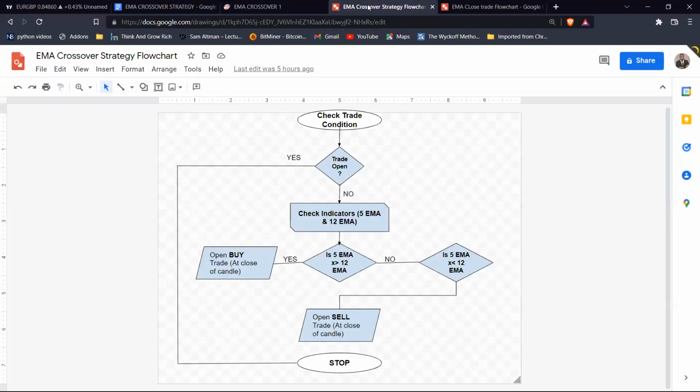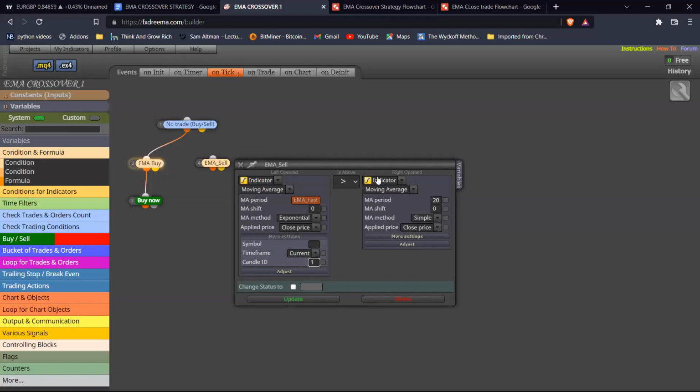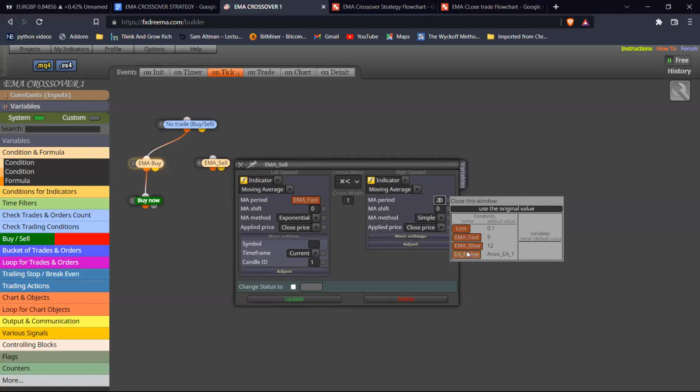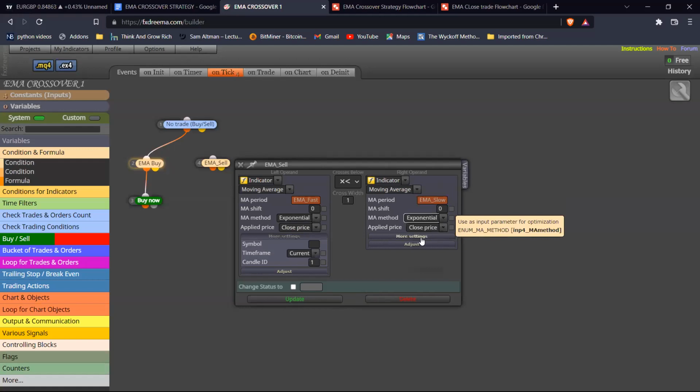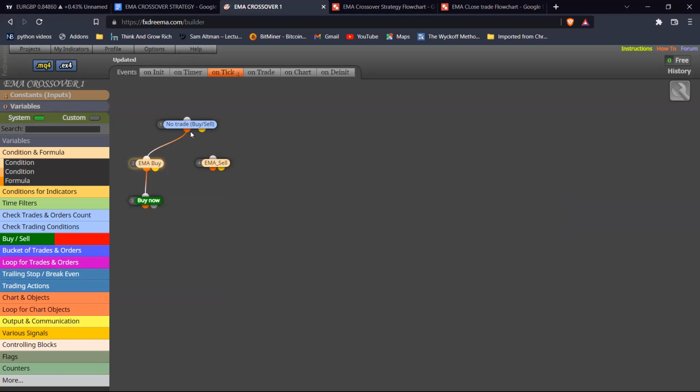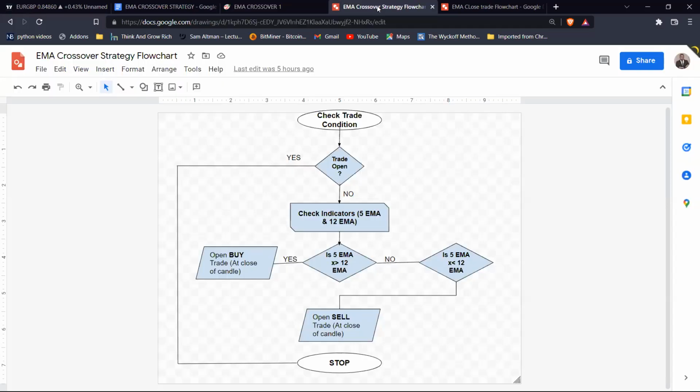Now for sells, so we come back here. For sells, we want to look if the 5 period moving average is crossing below the 12, right? So we go back, we're looking to see the 5 cross below the 12. We're looking at the 12 period slow moving average. We're also using the exponential, and we are looking at the recent candle. Okay, so we click update, and you have that set. So we can connect this to here like so. And now, if that condition is met, what do we want to do? We want to open a sell, right, at the close of the candle, right?